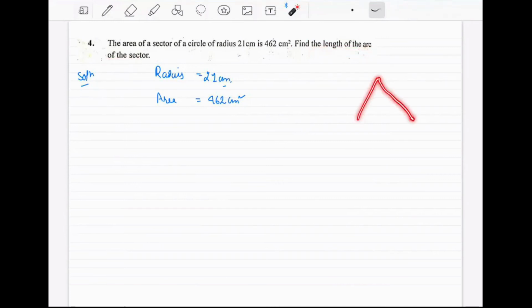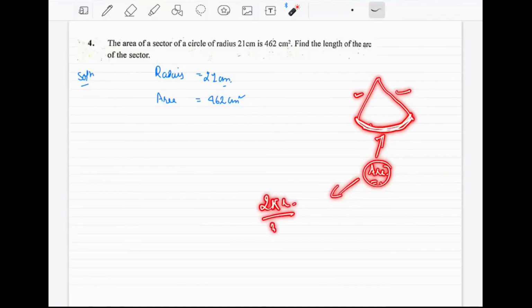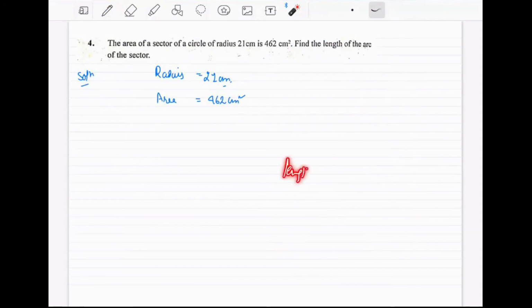So we have got a sector right here. I'm just drawing the sector part. We have got the radius here and this is the arc. And we know the length of the arc is given by what? Twice pi r divided by 360, and we will multiply it by the angle theta. The 2 and 360 get cancelled, we have got 180 here. So the formula for the length of the arc will be pi r by 180, multiplied by the angle theta.